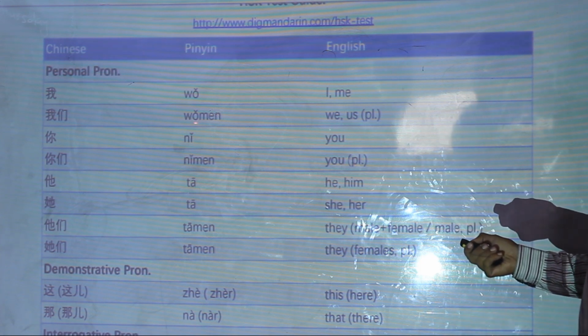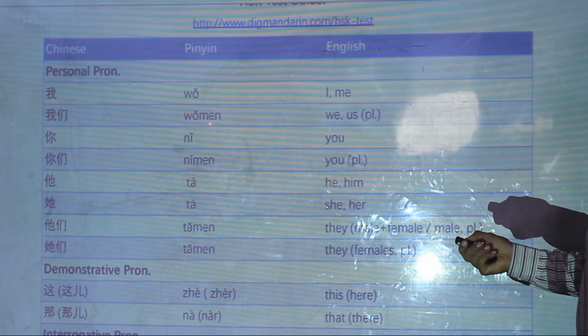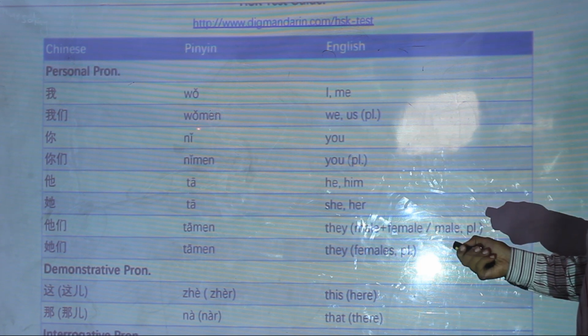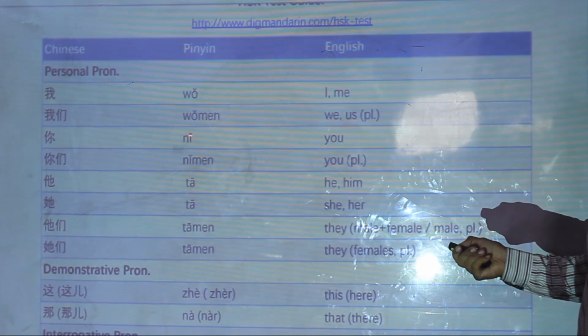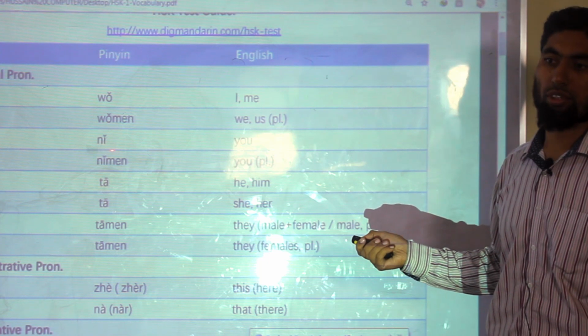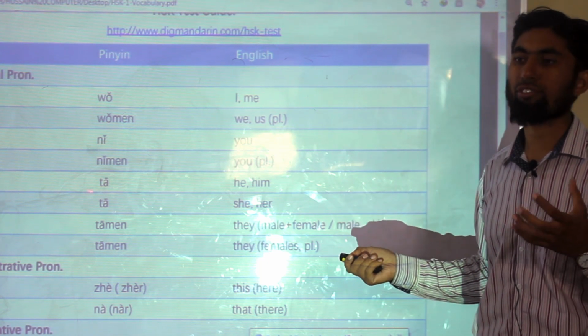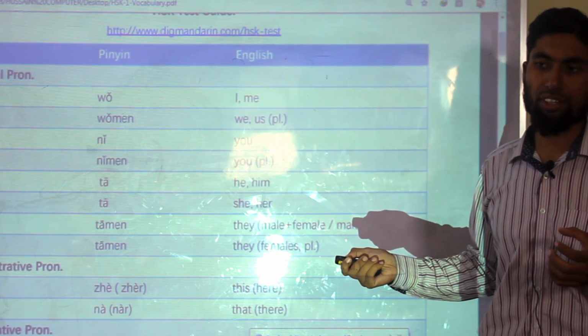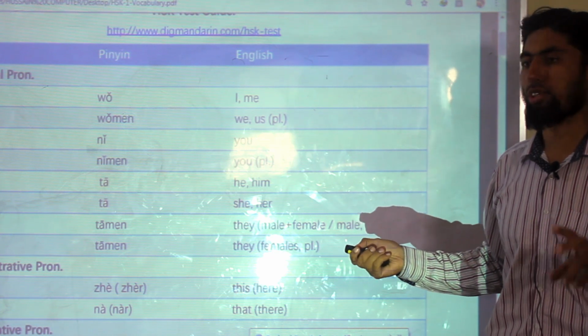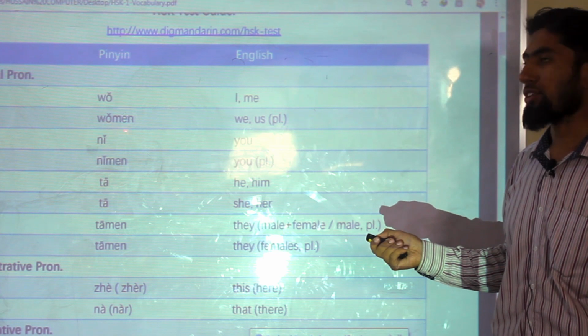And women has a third tone on wo. Men has no tone. This is neutral. There are a total of 5 tones, because Chinese is a tonal language. First, second, third, fourth, and the fifth one is neutral. So men is neutral.